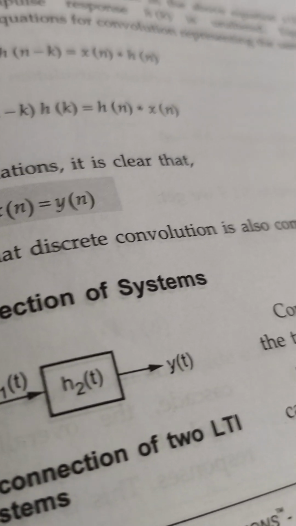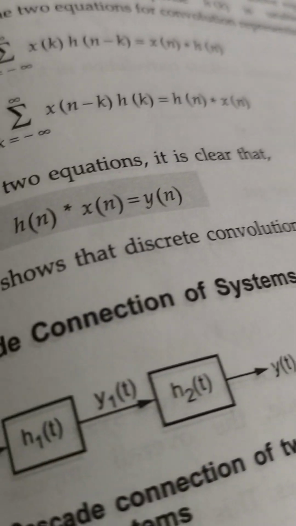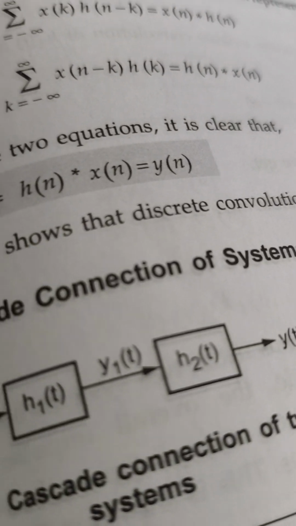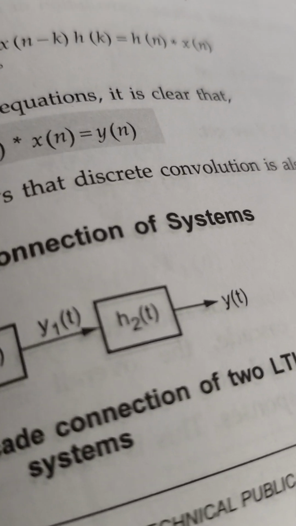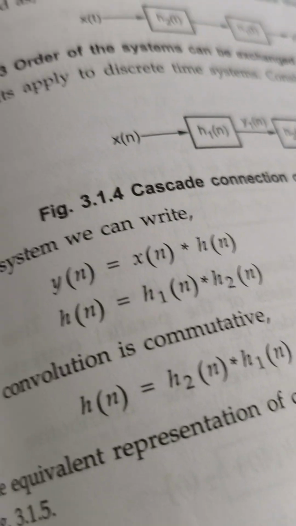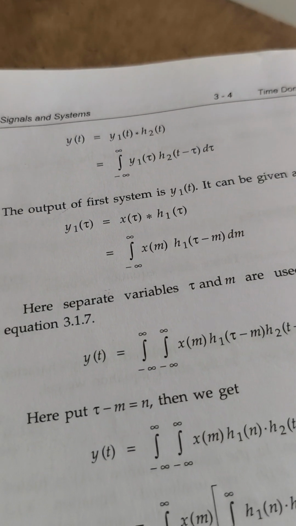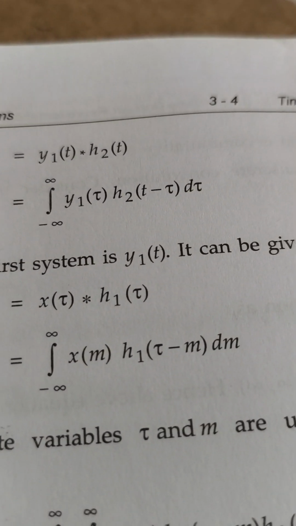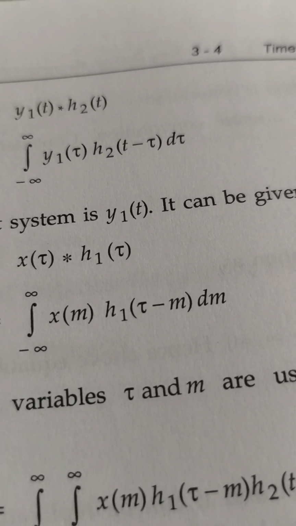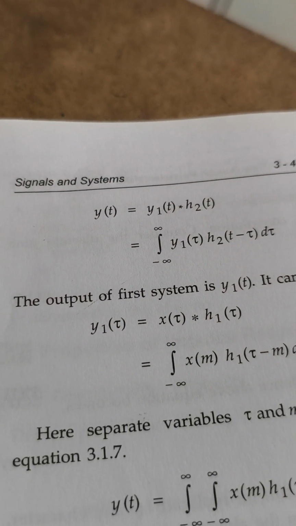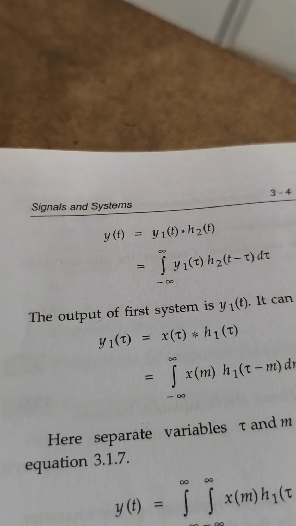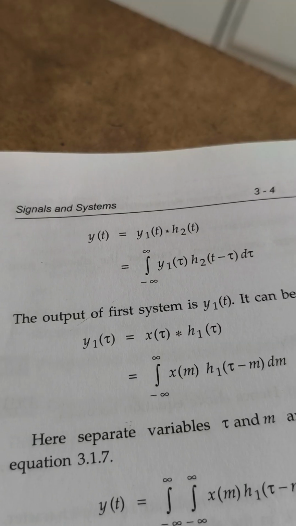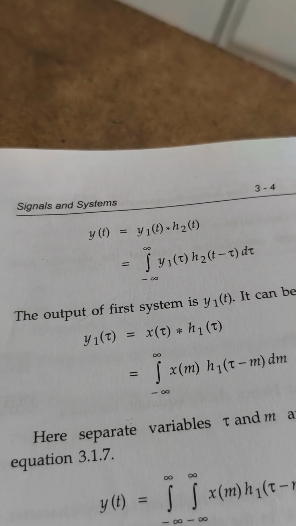But for the second system, what is the input? y1(t) is the input, and therefore y of t equals y1(t) convolved with h2(t). Sorry, that is convolution, not multiplication; the star sign indicates convolution. This is nothing but the convolution integral of the input and the impulse response.